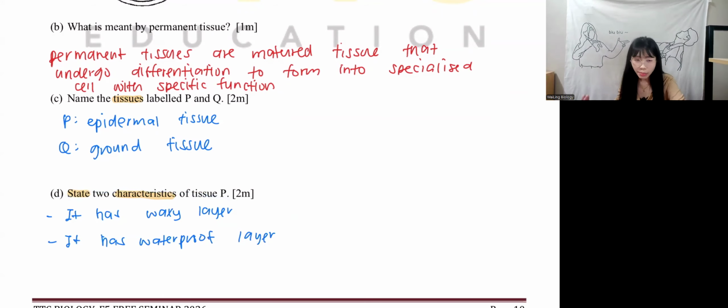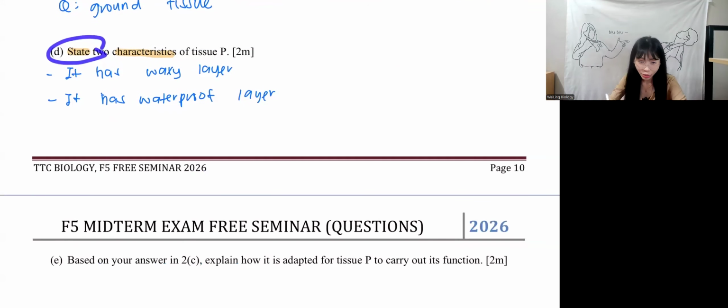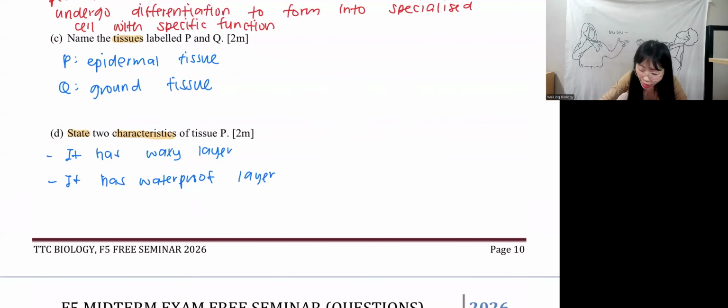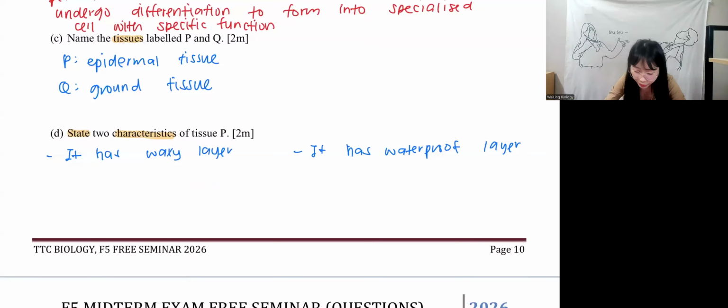Okay, what is the mistake people usually make also? A statement, no need to explain, yeah? Statement is just state. Don't have to say protect from pathogen. That is explanation, which is for the next question. Now, what is the mistake people made in the exam? They will write, it has a waxy layer and it has a waterproof layer. Can I? It sounds very correct, which is correct because your answer is correct over here.